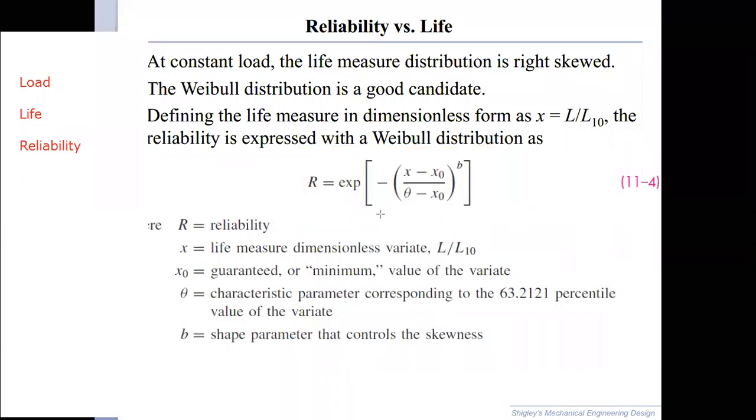ठीक है जी. Now these Weibull parameters are given over here: x is the life measure, the dimensionless variate, which is L over L10, right. Similarly, x0 is the guaranteed or minimum value of the variate. Then theta is the characteristic parameter, the 63.2121 percentile value of the variate. And b jo hai, this shows you the skewness. This controls the skewness. So basically, skewness means, sir.